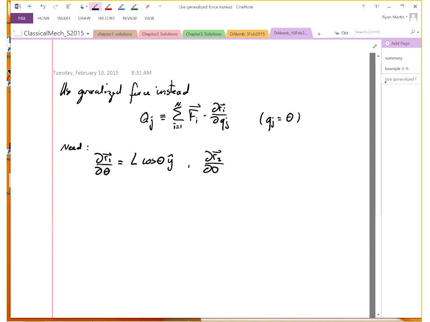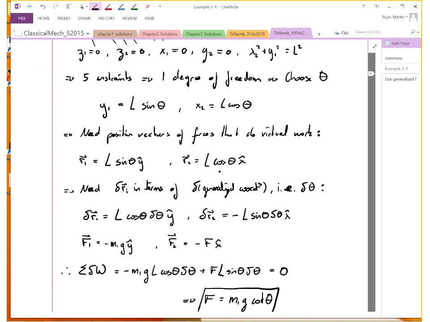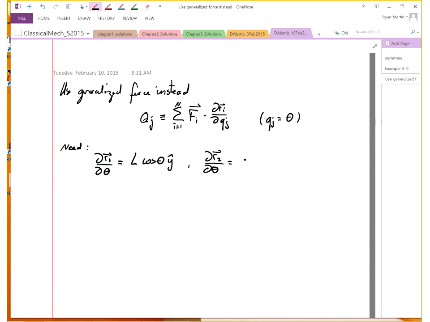Similarly, for ∂R2/∂θ, our R2 vector was L cos θ, so the derivative with respect to θ of that is minus L sin θ, X hat. So if I write down our forces again, F1 was minus M1 g y hat, and F2 was minus F x hat. So now we have everything we need to write out the generalized force.